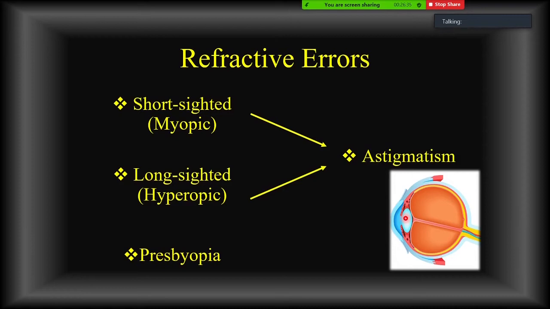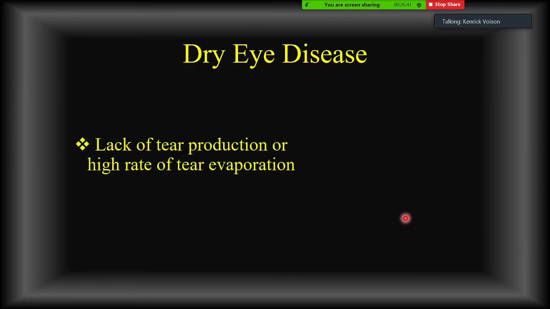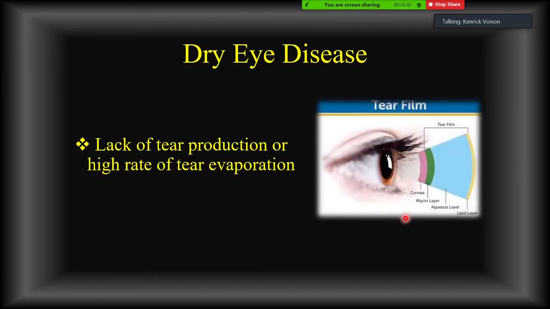Now let's go on to what we call the dry eye disease. And dry eye disease is simply a lack of tear production or a high rate of tear evaporation. So it can be either or. And within the dry eye diseases, there are many different forms. But just to simplify it, this is just a diagram of the layers that we have in front of the cornea. So remember, that was one of the areas I told you to remember.